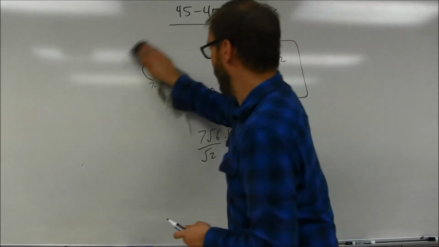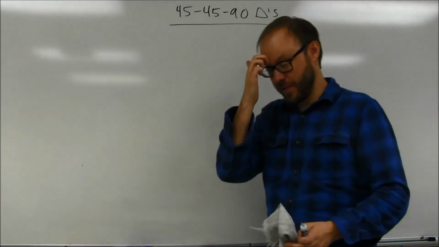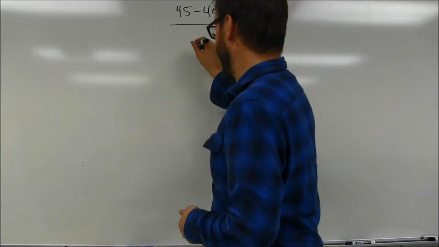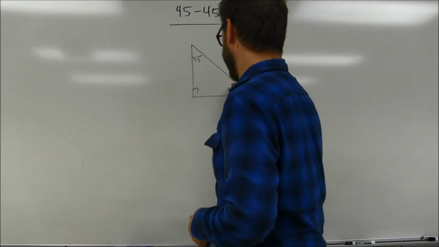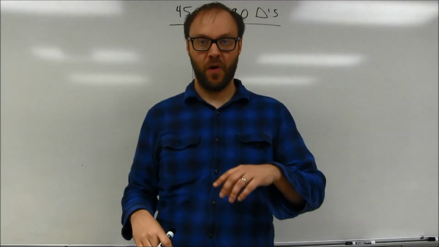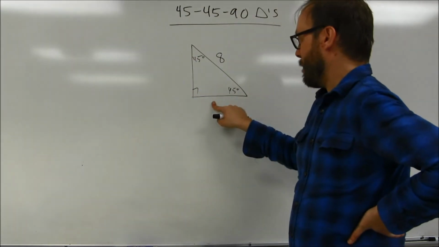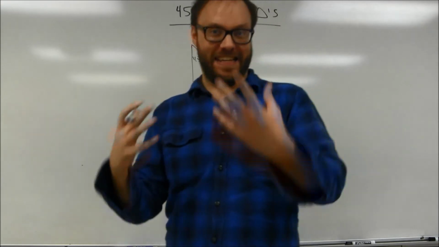Okay? Now, one final example. The final type of example. These can get a little bit tougher. Let's say you don't have a radical at all. Okay? Let's say it's a 45, 45, 90 triangle. And they tell you this side length is 8. Okay? So this side got multiplied by the square root of 2 to be 8. Not 8 radical 2, just 8.